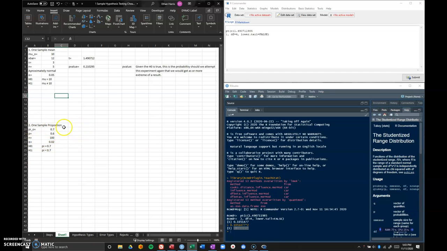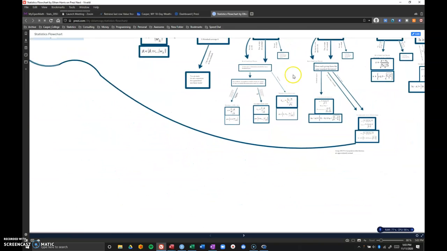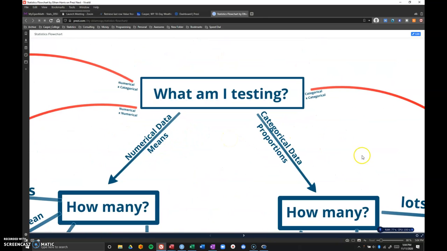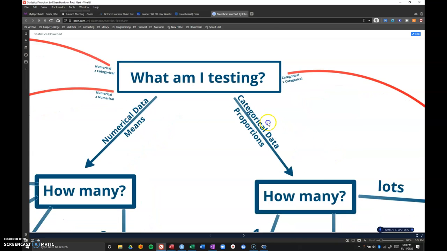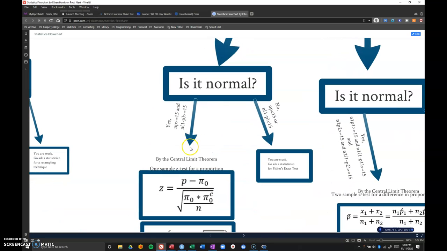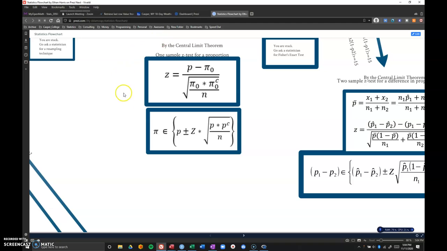Okay, over here, let's do a one sample proportion test. So let's go back to Prezi, zoom out, and start again right back at the top. What am I testing? This time, since we're dealing with p's and pi's, we know that we're dealing with categorical data or proportions. And how many? We're only dealing with one right now. And the question is, is it normal? So we have to know if we have at least 15 successes and 15 failures. And if we do, then we're able to use the central limit theorem and a one sample z-test for a proportion. That's really handy for us.